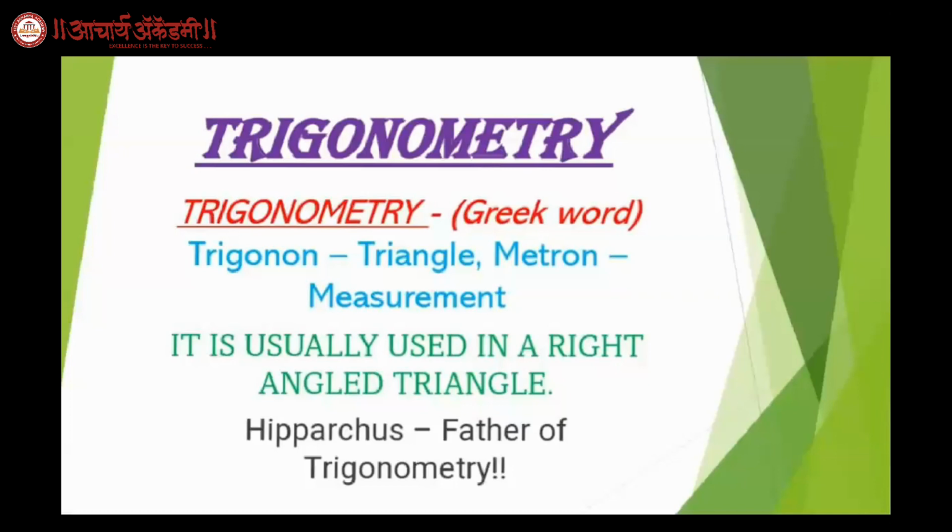So, trigonometry is a Greek word where trigonon means triangle and metron means measurement. It is usually used in a right angled triangle. Sir Hipparchus was the first person who framed the trigonometric periodic table, and he is also called the father of trigonometry for the same.